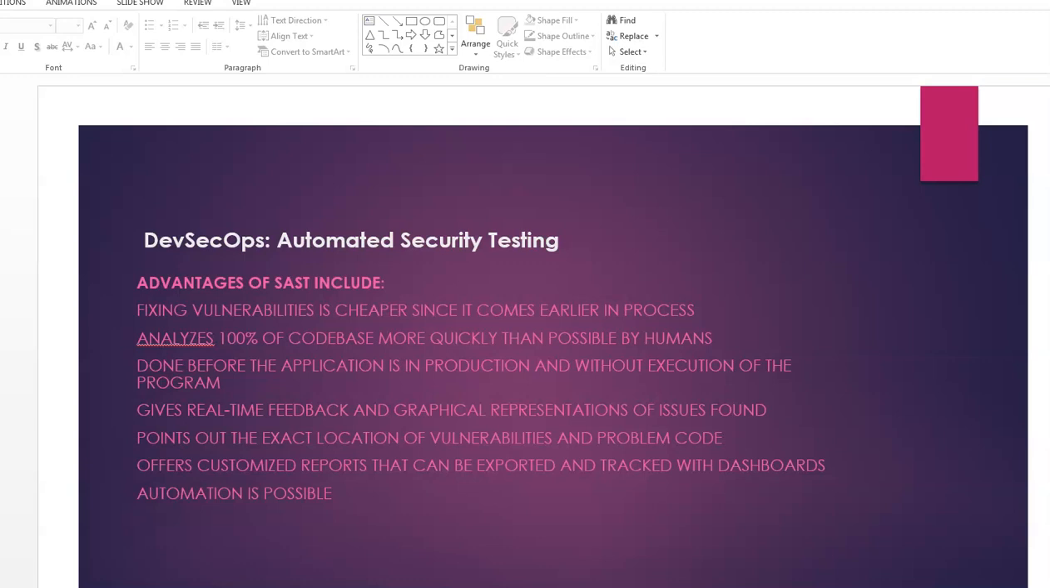What are the advantages of SAST? Fixing the vulnerability is cheaper. In the earlier process, it would take a very long time, but here it is cheaper and 100% code based, more quickly than is possible for a human being. There are some tools which adopt this, and it takes very little time to resolve the issues one by one in detail. SAST is a more secure and faster way, and it does more than humans can do.